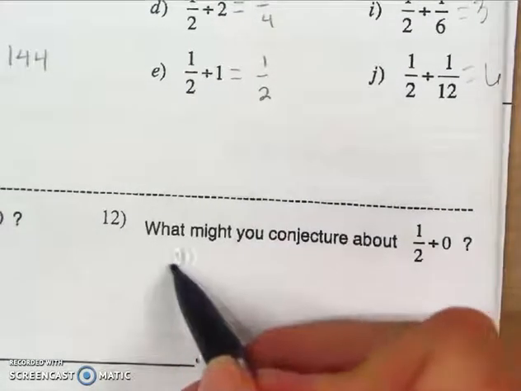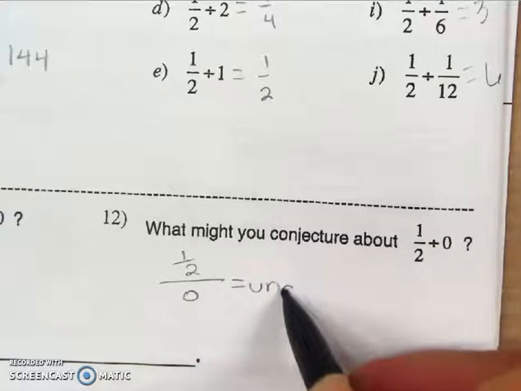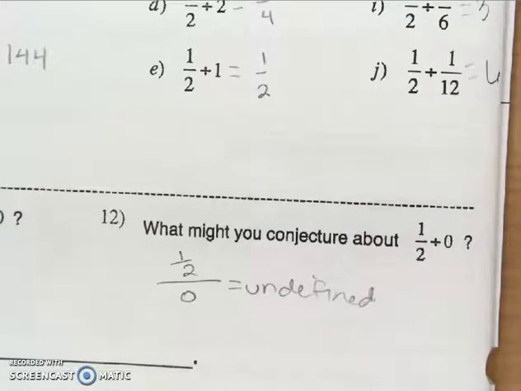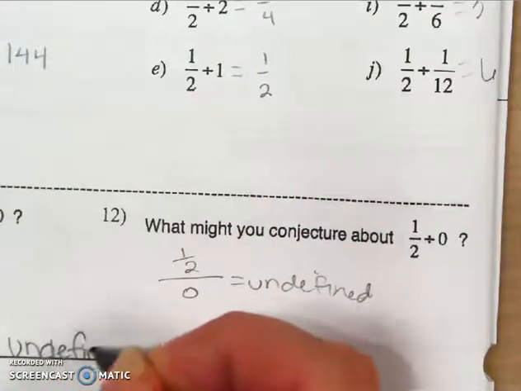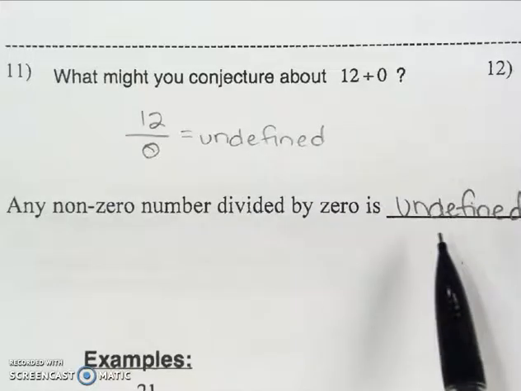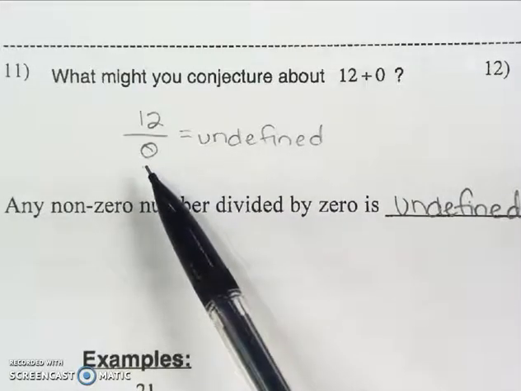All right, what about 1/2 divided by 0? Same thing, that's going to be undefined. So this little rule here: any non-zero number divided by 0 is undefined. That's the other part that we need to see today. Any non-zero number divided by 0 is going to be undefined because we can't go backwards with that. Where the other ones we could.